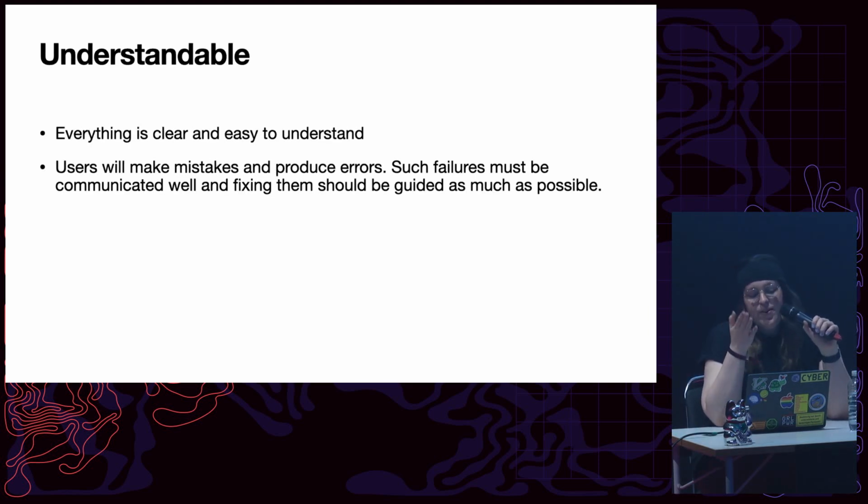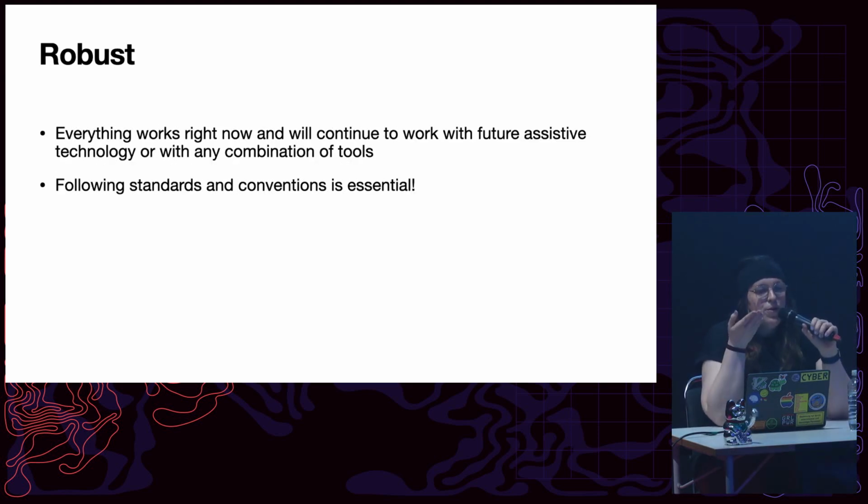Understandable means that everything is clear and easy to understand. I think that's pretty self-explanatory. What will also happen a lot is that your users will make mistakes, that they will input data incorrectly, for example, and such failures must be communicated in a very easy to understand way so people can correct their mistakes. And also, you should guide them towards a correct solution, if anything, so it will be the easiest for them to correct anything.